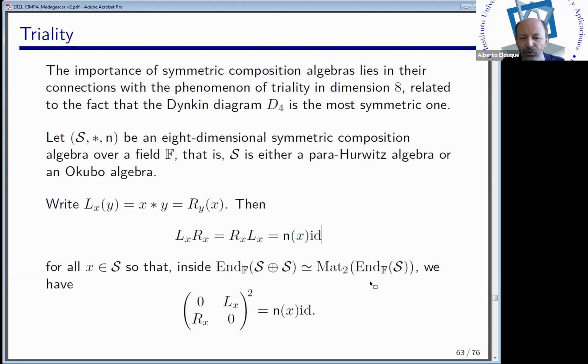So now consider 2x2 matrices over the endomorphism algebra of S, of this 8-dimensional vector space. Okay, and consider this specific matrix: 0 in the 1,1 slot, 0 in the 2,2 slot, and then the left multiplication by x, which is an endomorphism of S, and the right multiplication by x, on the off-diagonal slots. Well, if you take the square of this matrix, using this property, what you get is a scalar multiple of the identity matrix with the norm as the scalar.